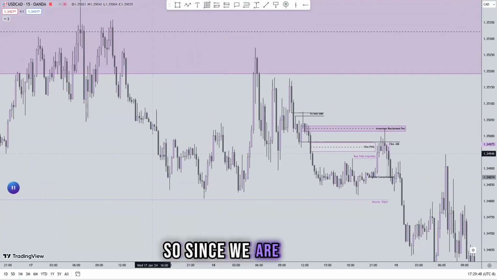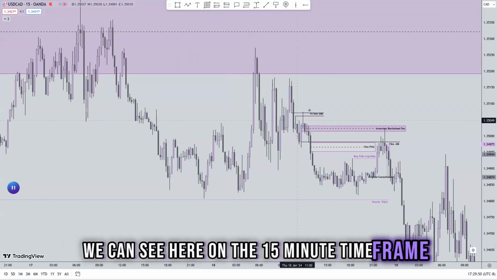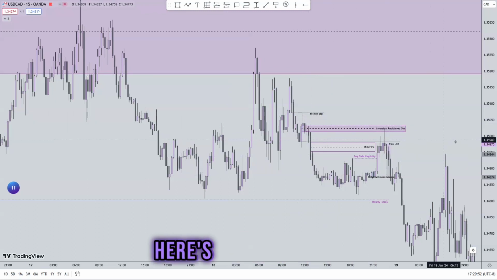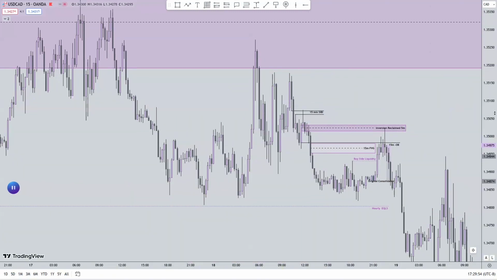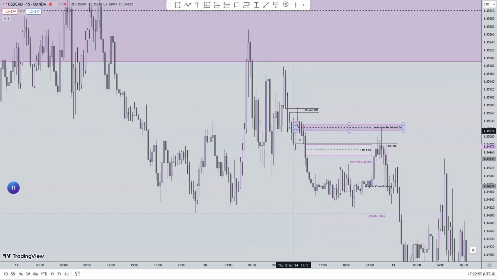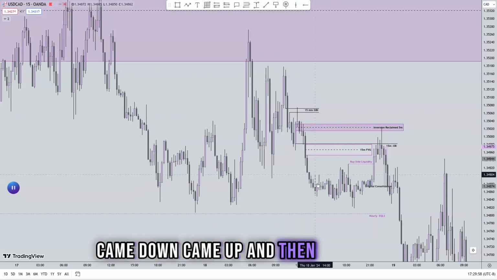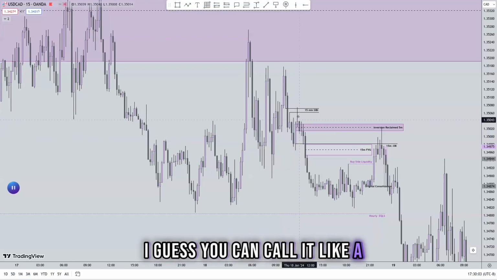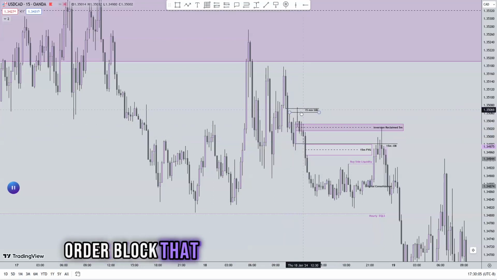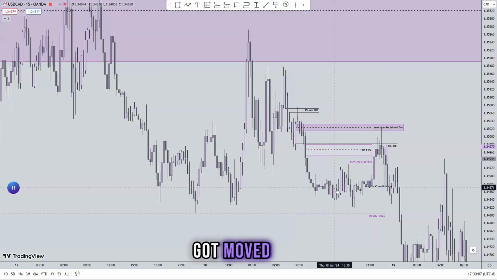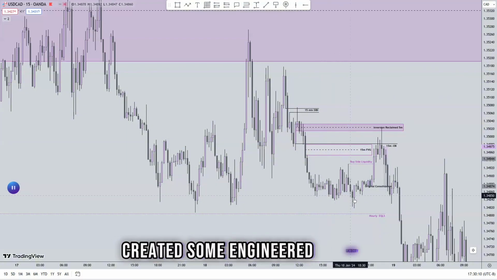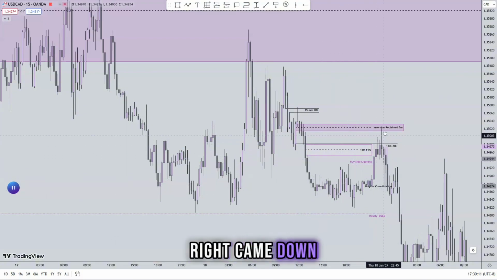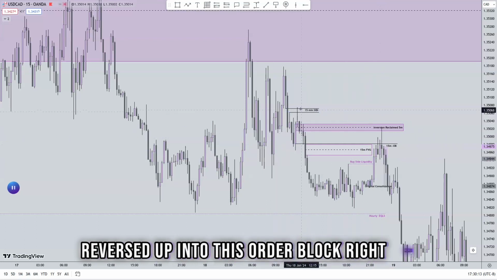So since we are bearish, we can see here on the 15-minute time frame, price filled this SIBI. Here's the 15-minute SIBI. Came down, came up, and then moved down. So it created kind of like, I guess you can call it, an order block that filled in this fair value gap, moved away, created some engineered liquidity, right? Came down, reversed up into this order block right here.